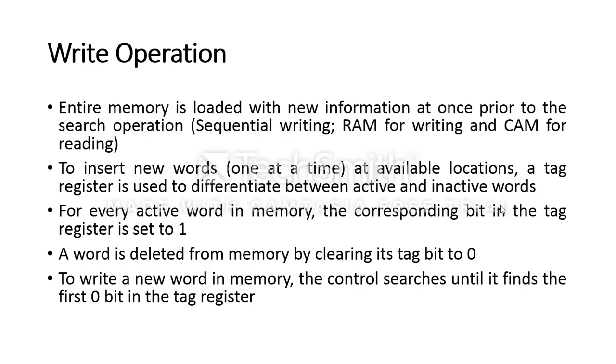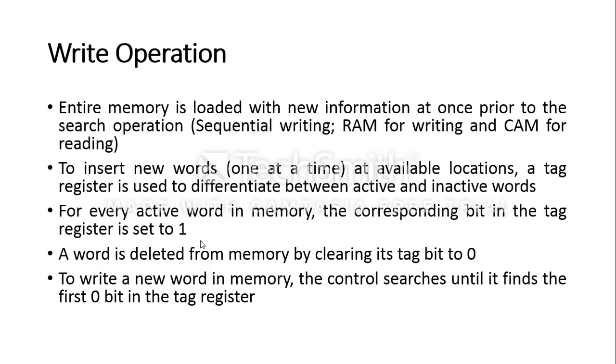Or it can be the word which has not been accessed by the system for a longer time. So this is the use of the tag register. Whenever a new word is required to be written in the associative memory, the control checks the corresponding bits in the tag register. For every active word in the associative memory, the corresponding bit in the tag register is set to 1. This tag register is similar to the match register, and that's why the size of the tag register is also m bits.